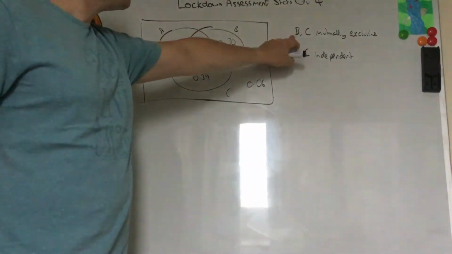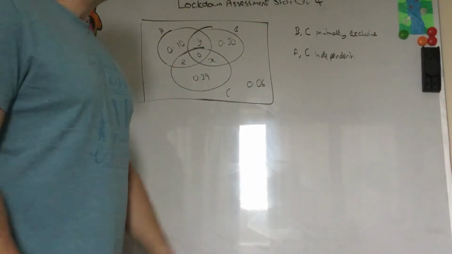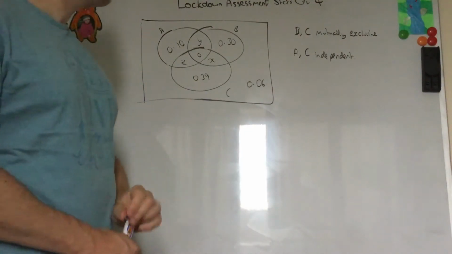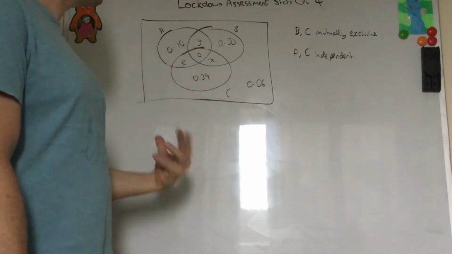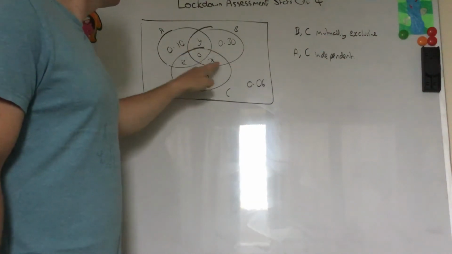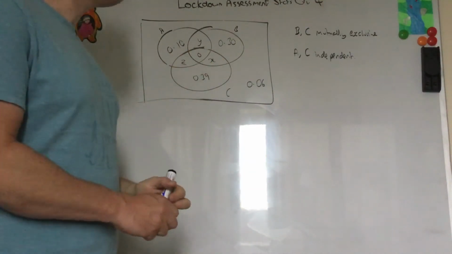It tells us that B and C are mutually exclusive, and A and C are independent. So we start off with our first bit of information. B and C are mutually exclusive. They can't both happen together. You cannot have B and C happening together. Okay, because of that, the overlap here must be 0. We can't have anything in this overlap between B and C because they can't happen together.